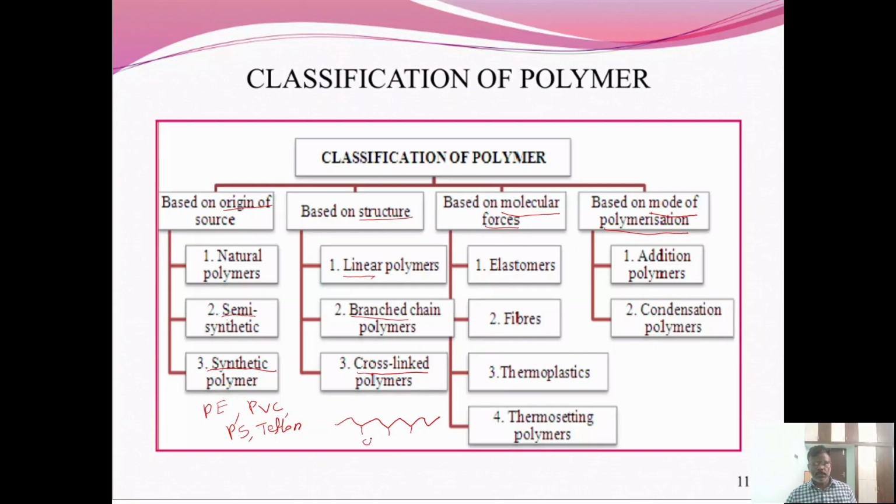If you put Cl as the branch, we call it polyvinyl chloride. If you put OH instead of Cl, we call this polyvinyl alcohol. Instead of OH or Cl, if you put a methyl group, that's called polypropene. This is polypropene, polyvinyl alcohol, and this is PVC. Instead of chlorine, OH, or methyl, if you put a phenyl group, that polymer is called polystyrene. What is the name? Polystyrene.